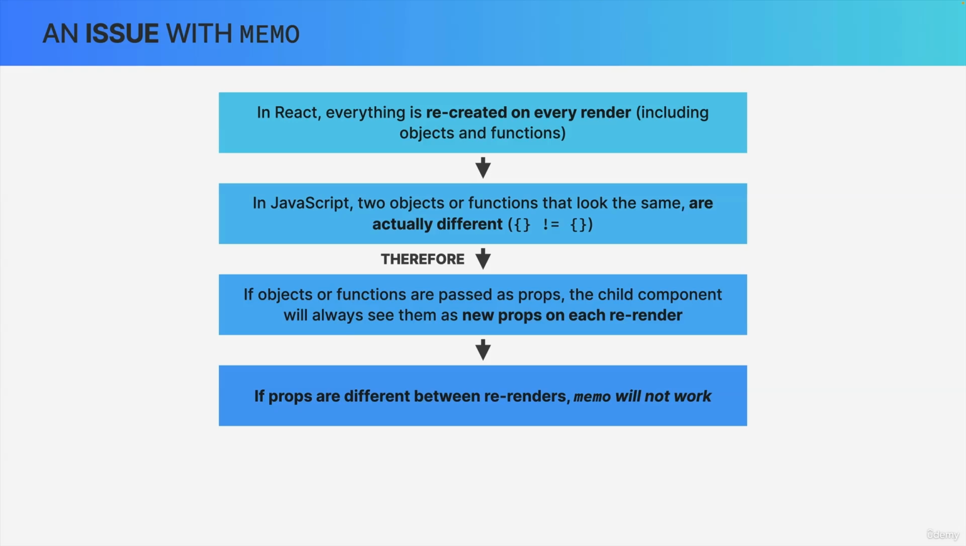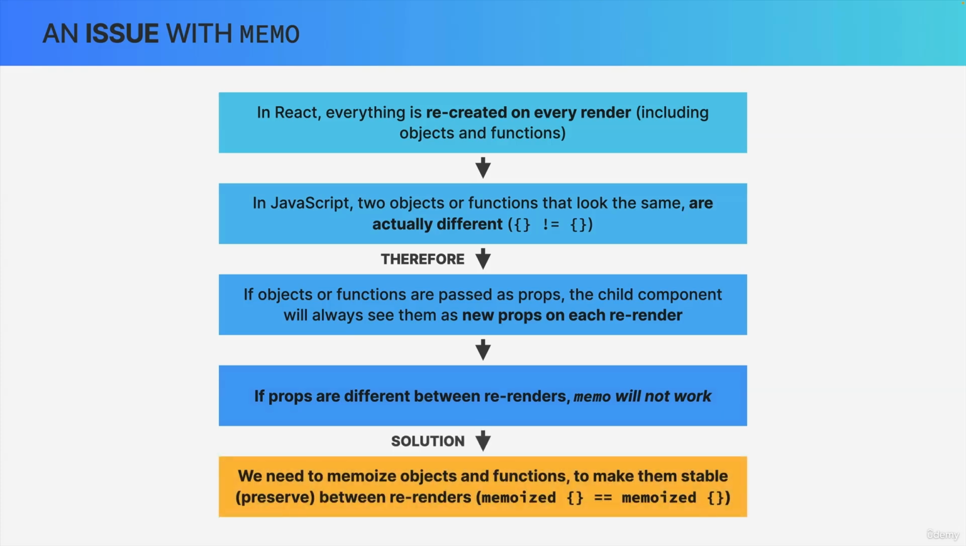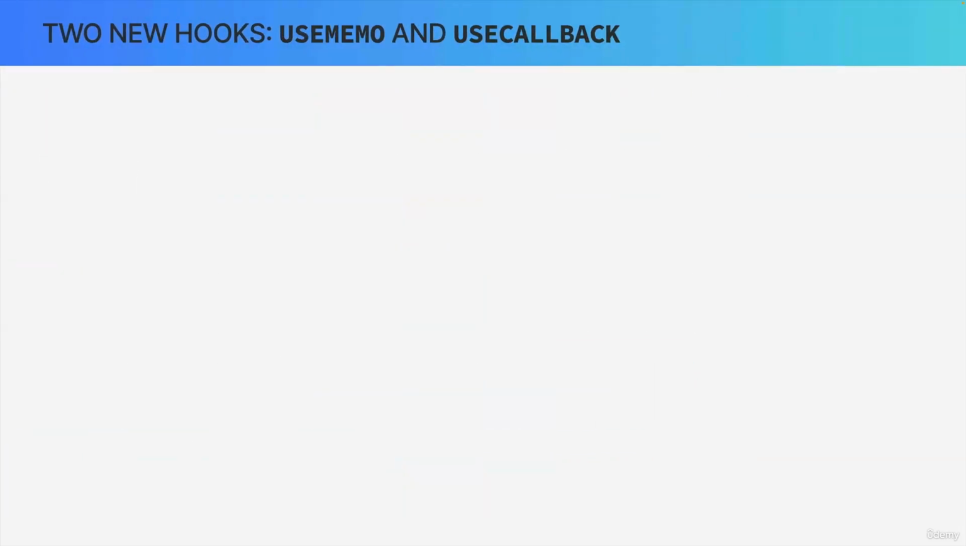So in summary, if we memoize a component, but then give it objects or functions as props, the component will always re-render anyway, because it will always see these props as new props, even when they actually look exactly the same. Okay, but there must be some kind of solution, right? Well, of course there is. So we can make objects and functions stable. So we can actually preserve them between renders by memoizing them as well. And to do that, React gives us two more hooks: useMemo and useCallback.